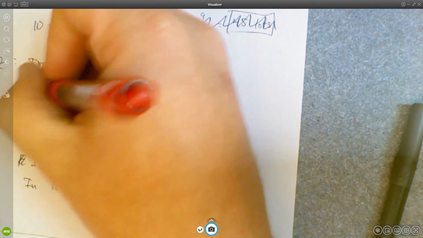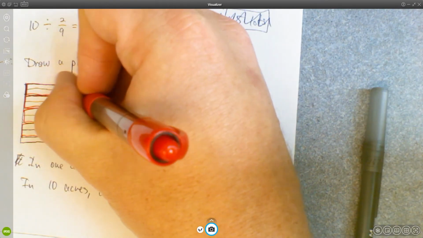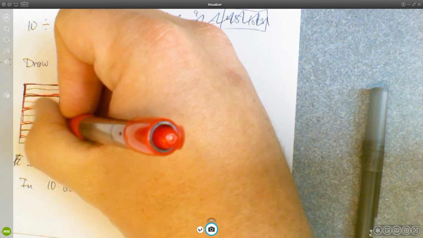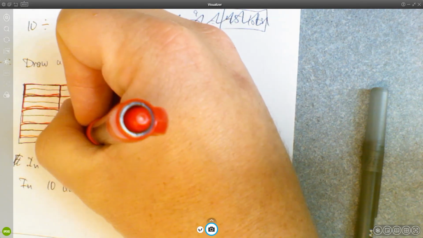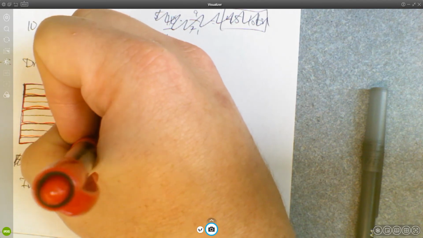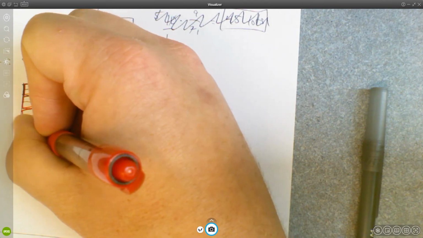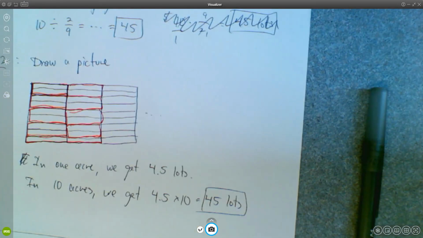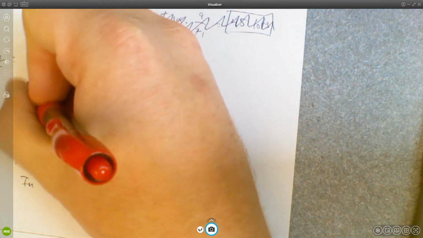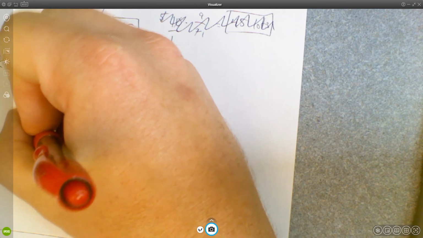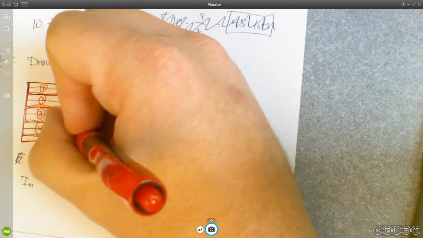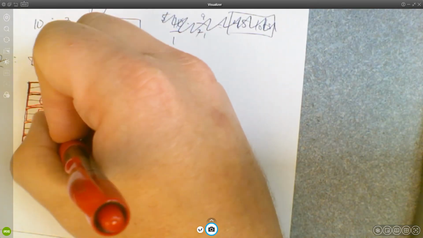So you've got 1, 2, 3, 4. There's another lot, and another lot, and another lot, and another lot, and then you can say that these 2/9 are going to represent a long skinny lot. So we've got 1, 2, 3, 4, 5, 6, 7, 8, 9, right?